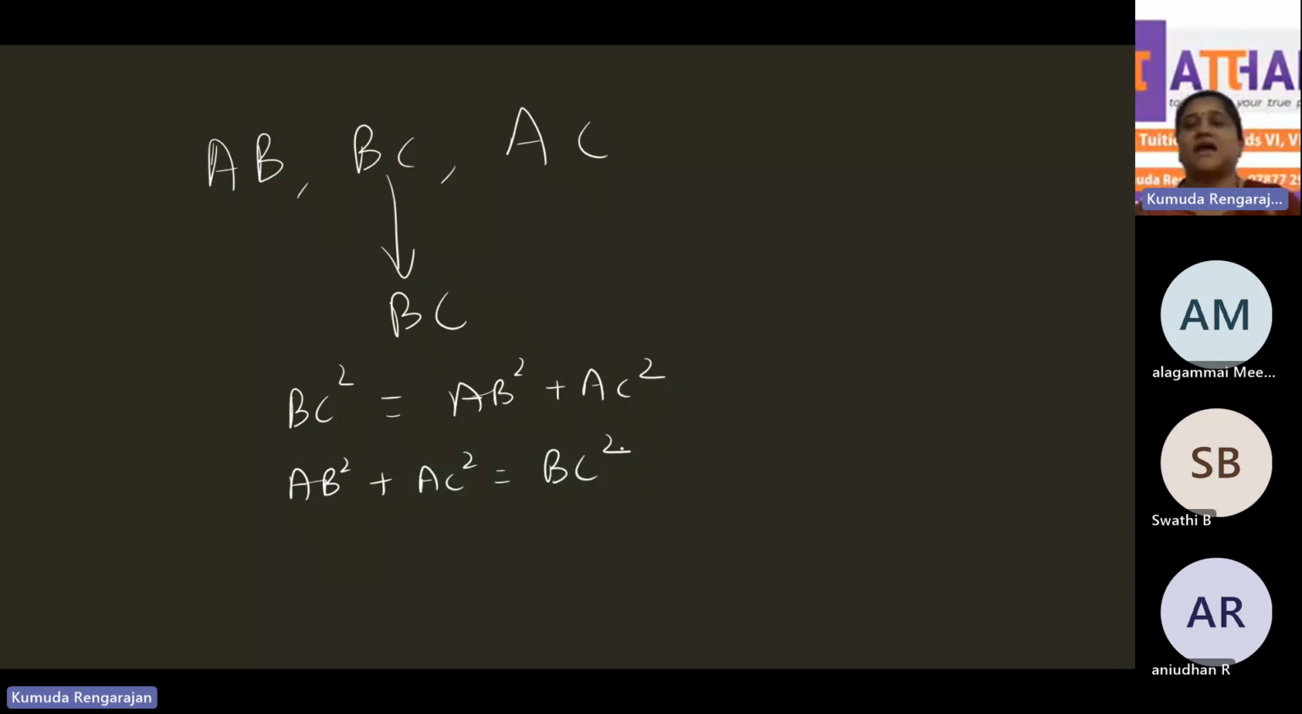Anyways, you can write. But BC square should stand alone on one side. You can write BC square is equal to AB square plus AC square, or AB square plus AC square is equal to BC square. Any side you can write, but that BC square should stand alone. Hypotenuse square on one side, correct? Yeah, write this down, children.